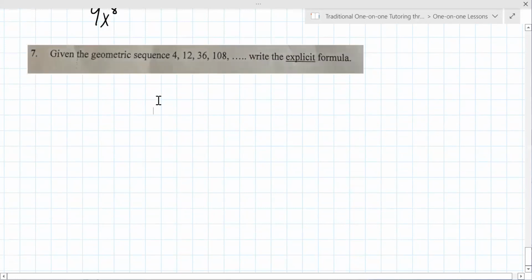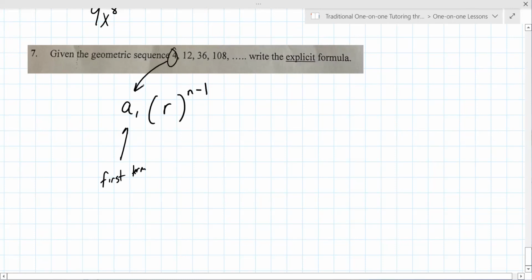Okay, so geometric sequence, and then they want you to write an explicit formula. So the formula is, I'll write it here. It's the first term times this thing called r to the n minus 1 power. So that a1, you saw that on Sunday. A1 is the first term, which in this problem is the value of 4.